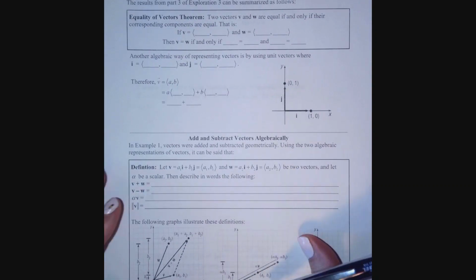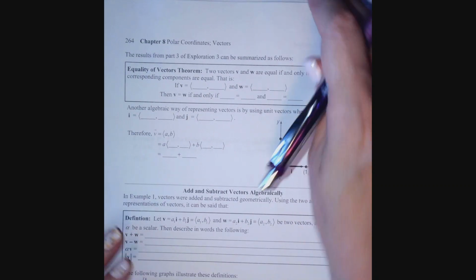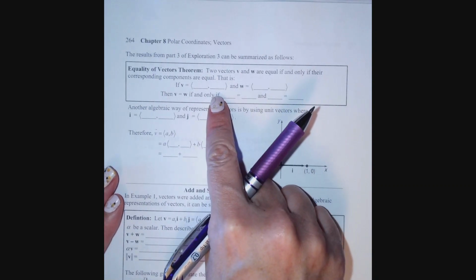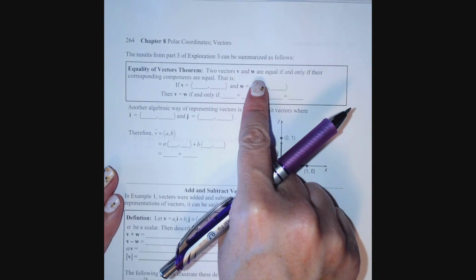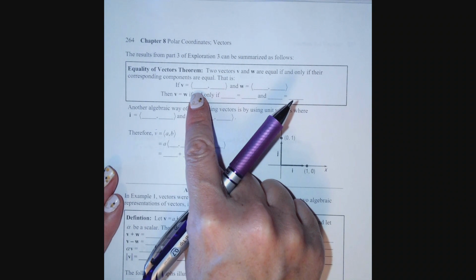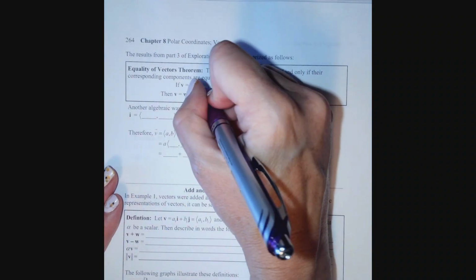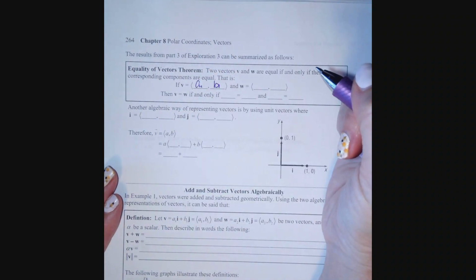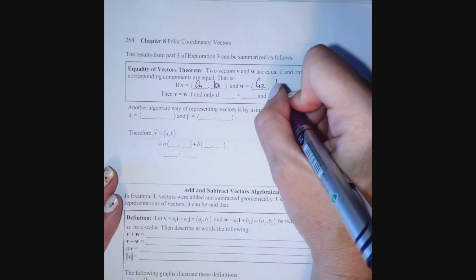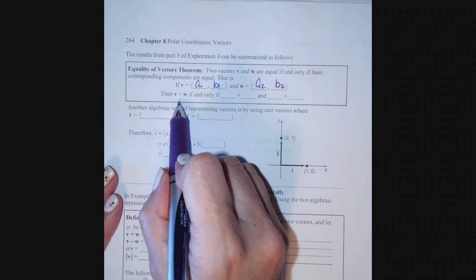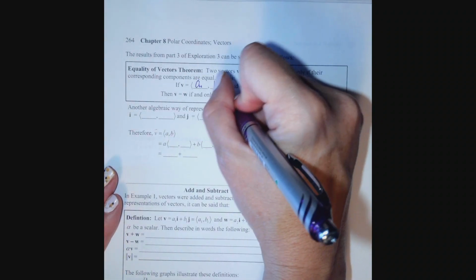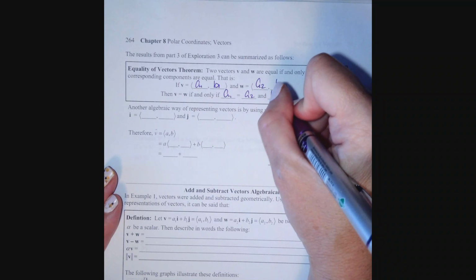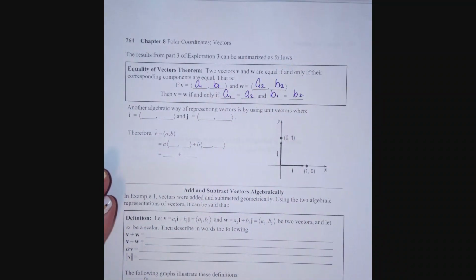Okay, the results from part 3 of our exploration 3 can be summarized here. Two vectors v and w are equal if and only if their corresponding components are equal. So if a1, b1 are the components for the first vector v, and w has a2, b2, then the two vectors are equal if and only if the a components are the same and the b components are the same.